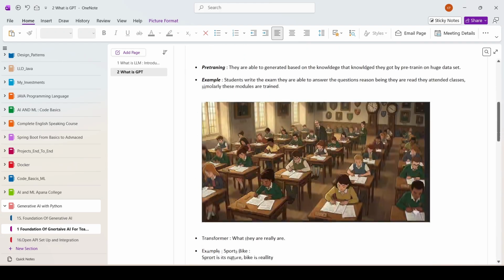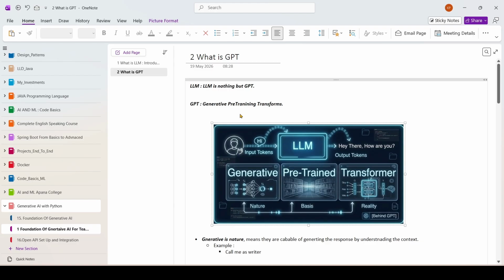To give a real world example, in this diagram we can see that many students are appearing for the exam. They are able to answer the questions in the exam confidently only once they are trained properly. They might have referred to various sources, various books. They trained themselves. They pre-trained. Because of that, they are able to answer the questions in the exam confidently. Similarly, OpenAI has collected a huge amount of data and trained their model, because of which these LLMs are generative in nature. The third word is transformers.